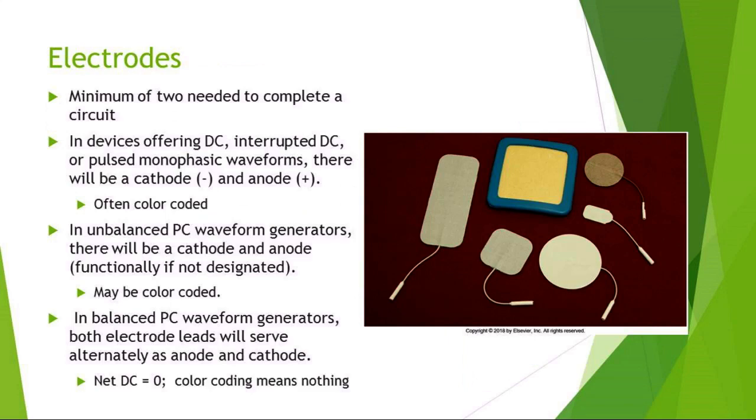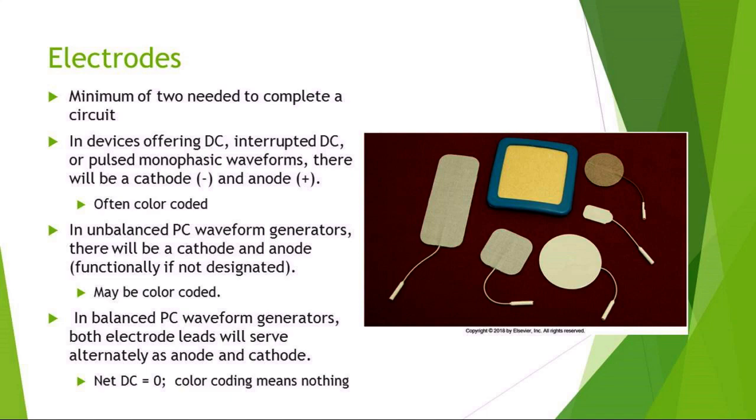So for electrodes, you need a minimum of 2 electrodes to complete a circuit. Sometimes a single electrode will be used. There's this application where you're using ultrasound and e-stim together. You use a single electrode for the e-stim, and then the ultrasound head is the other point of contact. You need a minimum of 2 points of contact to complete a circuit.